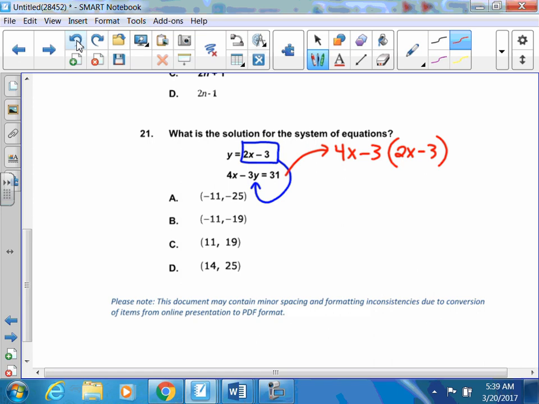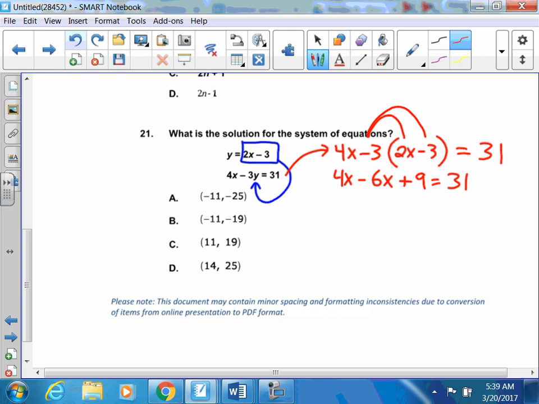And then what else do I have from this equation? I have the 4x, I have the minus 3, and then what represents the y, the 2x minus 3. So then that's going to equal 31. And then from here to solve the equation. So 4x, the negative is attached to the 3, so we have to multiply everything in the parentheses with that negative 3. Negative 3 times 2x is negative 6x. Negative 3 times negative 3 is plus 9, and that equals 31.